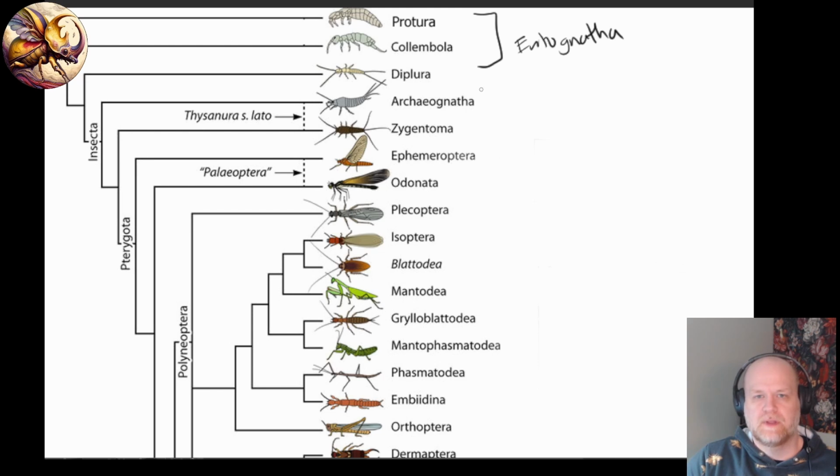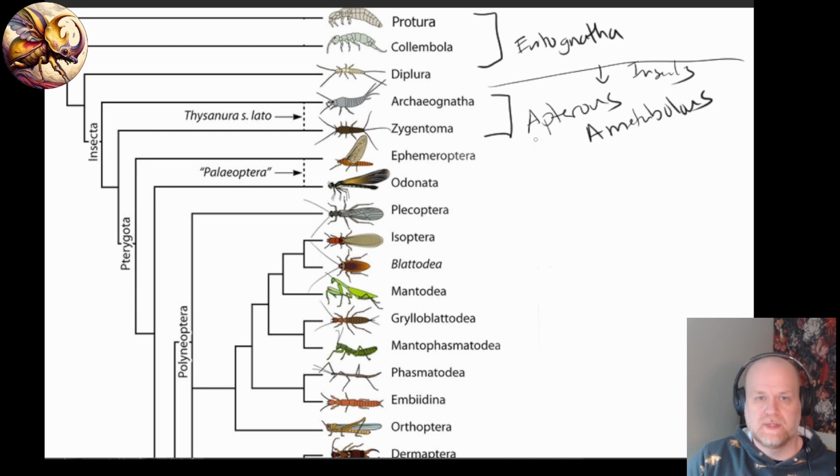And then after that, we get into the real insects. So below that are the insects. The first two groups, the Archaeognatha and the Zygentoma, are apterous, so they never develop wings, and they are ametabolous, so they don't go through a metamorphosis. They kind of just get bigger and bigger. They go through kind of endless numbers of molts, whereas in the higher, more advanced insects, there are defined numbers of molts.